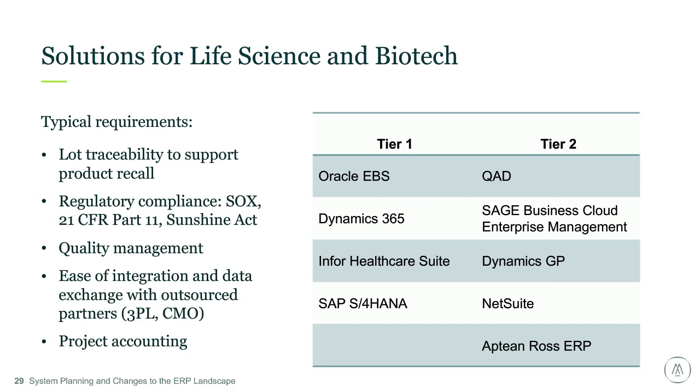Appian ROS ERP also does come up on our shortlist sometimes because it does very well with formulae and recipe-based biopharmaceuticals. And these are just a few examples.